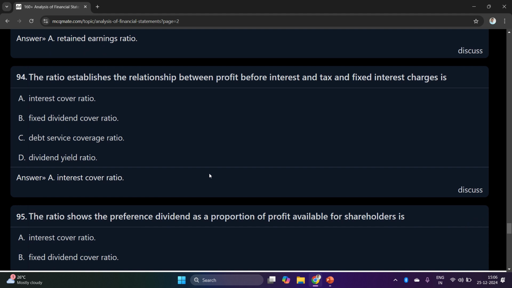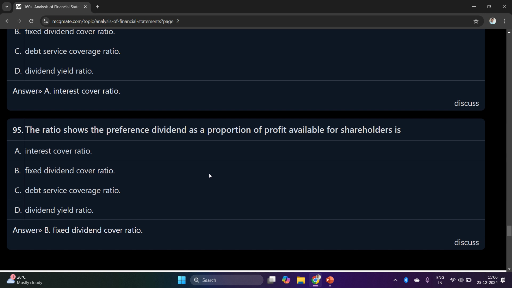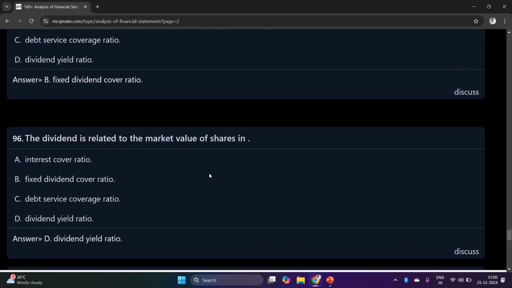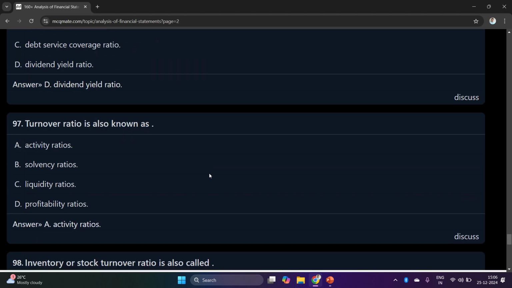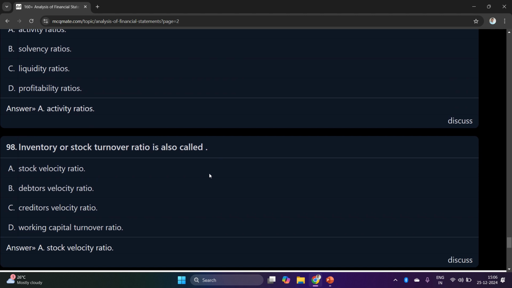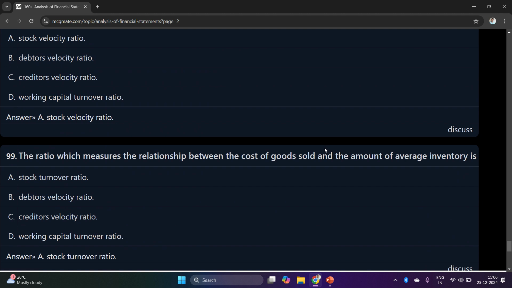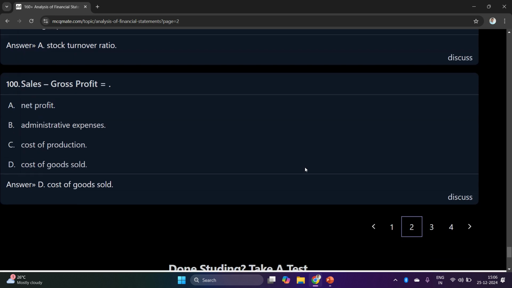The ratio of preference dividend to the profit available to shareholders is the fixed dividend coverage ratio. The dividend relative to the market value of shares is the dividend yield ratio. Turnover ratio is also known as stock turnover ratio or stock velocity ratio. It is the ratio between the cost of goods sold and the amount of average stock.